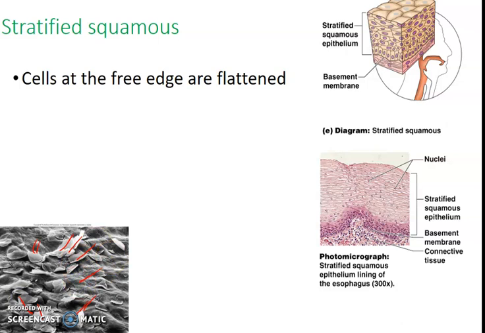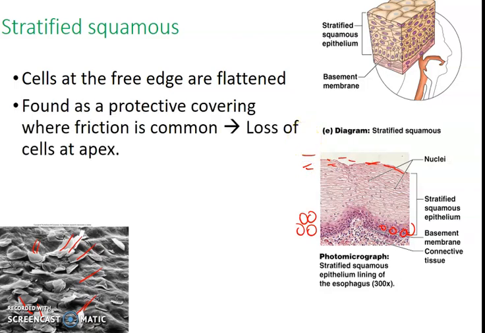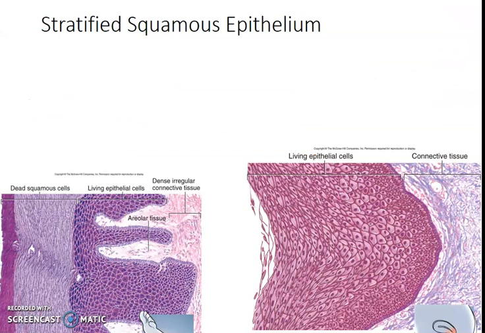The free edge cells are flattened. The rest aren't. So here, this is the esophagus. You have the cells on top are flat. There's some round cells down there. Yes, I know red on pink does not work. So you have round cells there, flat cells on the top. They're found where there's a lot of friction. You have loss of cells at the apex. Where the heck is that?